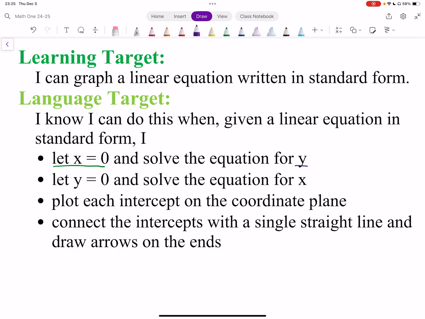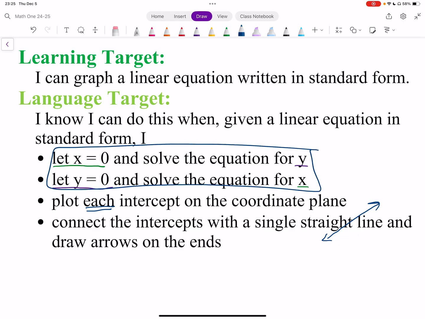Then, let y equal 0 and solve the equation for x. Use that information to plot each intercept on the coordinate plane. And then finally, connect the two intercepts with a single straight line and draw arrows on the ends. If you have not yet watched the lesson video on how to complete these first two steps, please do so before watching the remainder of this video.